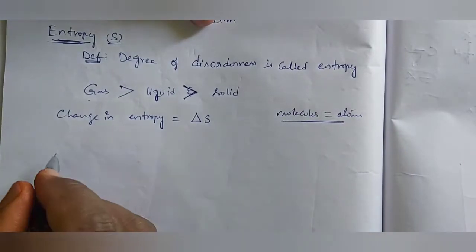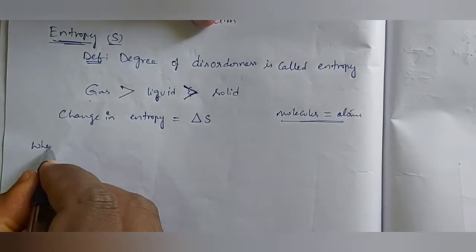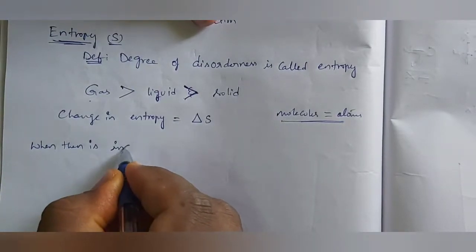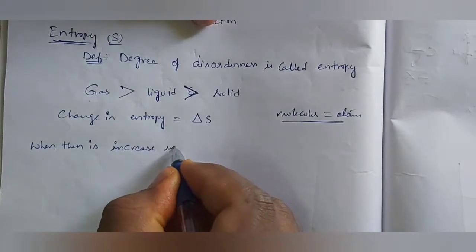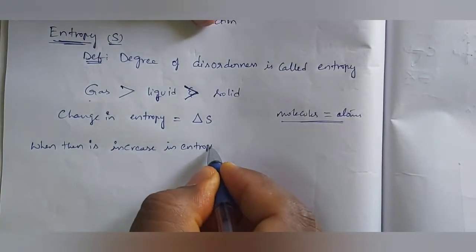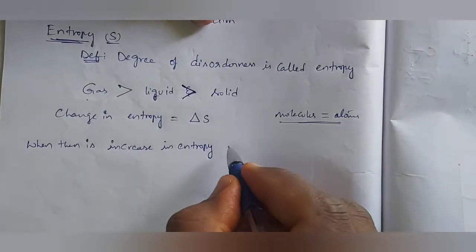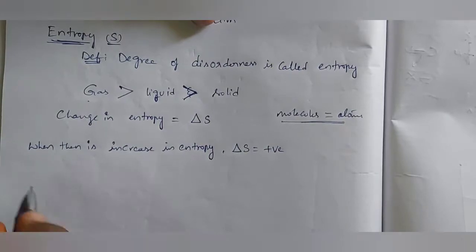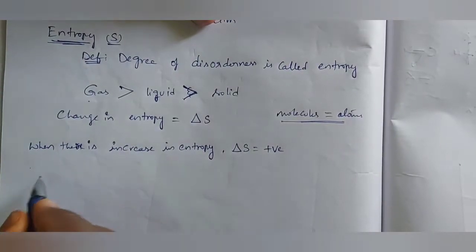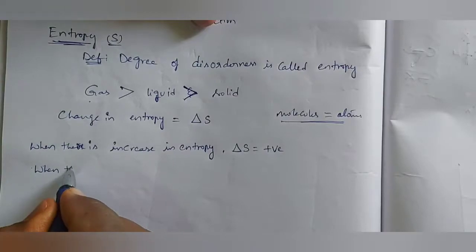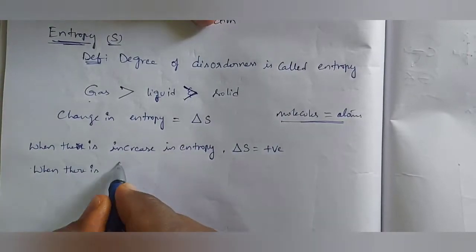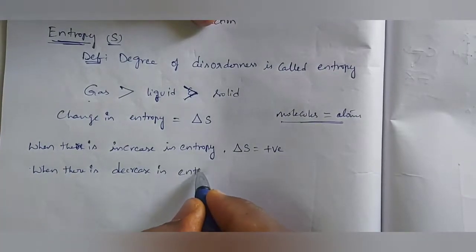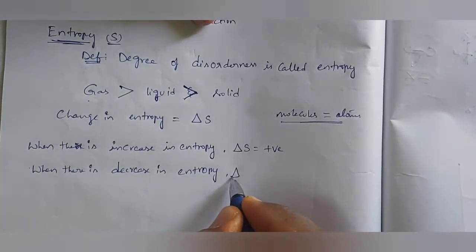For this, notation is there: when there is an increase in entropy, delta S is equal to positive. When there is a decrease in entropy, delta S is equal to negative.